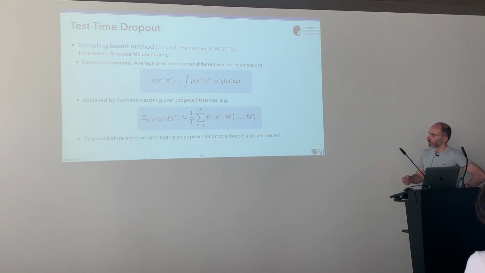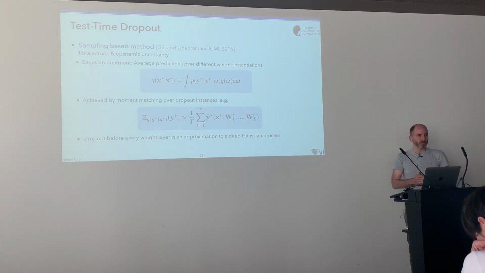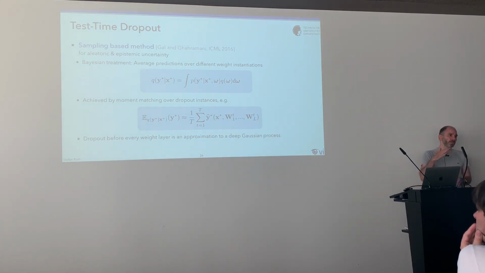Okay? And they have a very compelling theoretical argument, and it turns out the dropout before every weight layer can be understood as some form of a deep Gaussian process, so a proper probabilistic model. What is dropout? Dropout is basically when you randomly set the activations to 0 with a certain probability.